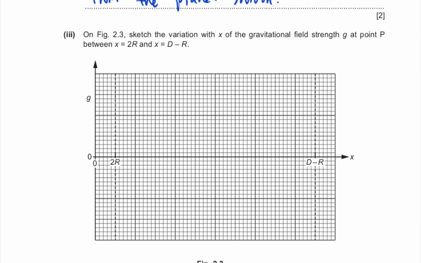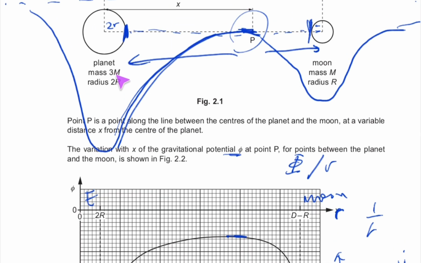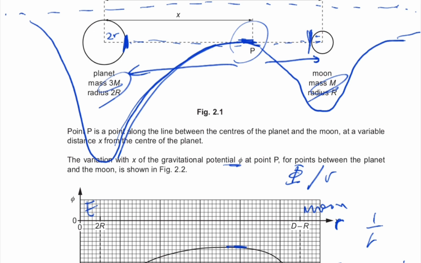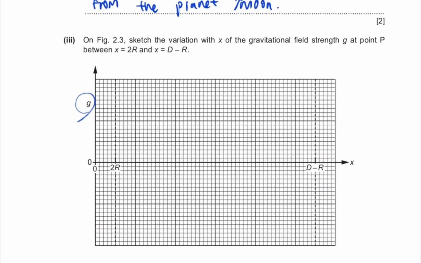So finally, they want us to sketch the variation with x of the gravitational field strength G at point P between x is 2r and x is d minus r. So we have G over here, which is, let's say, the gravitational field strength at the surface of the planet. The gravitational field strength at the surface of the moon has to be 1/3 of this because the mass is 1/3 of that of the planet. Remember that it's mass 3m versus mass m. And also they're pulling in opposite directions.